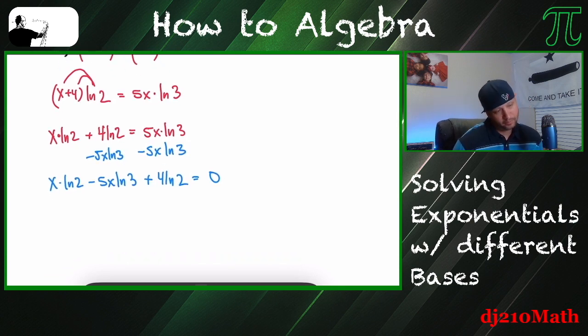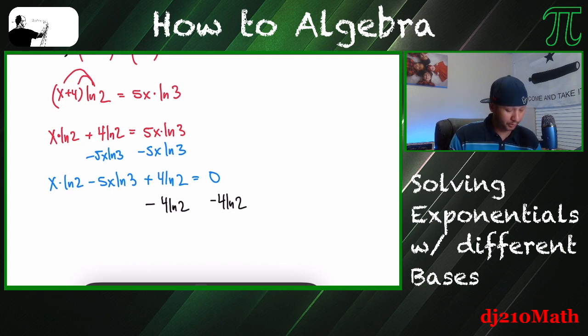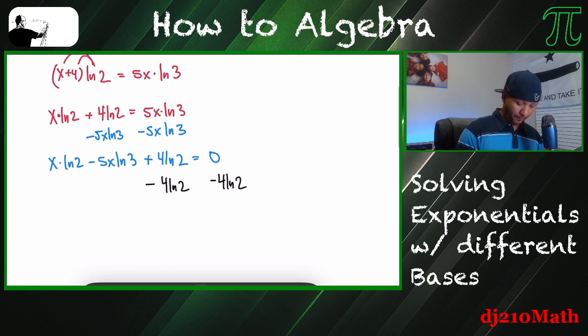I mean, could you have moved them both at the same time? Yeah, sure, you could have. Meaning I'm going to subtract 4 ln 2 from both sides, right? I mean, it starts to get a little convoluted, right? When you start to do multiple things at once. You do what your strength allows, right? So we're going to get x ln 2 minus 5x ln 3 is equal to negative 4 ln 2.